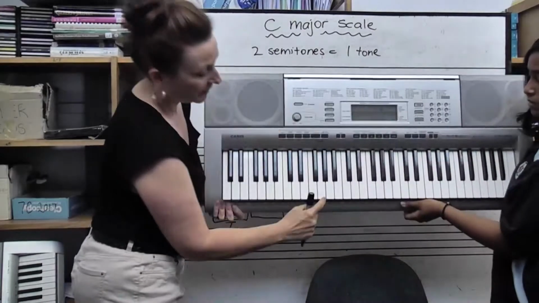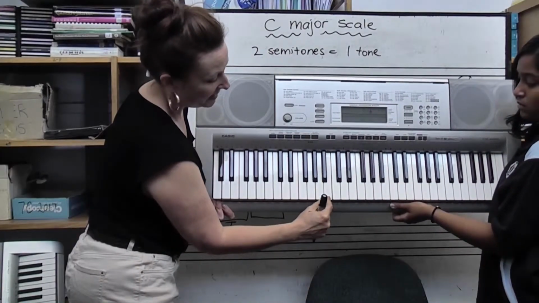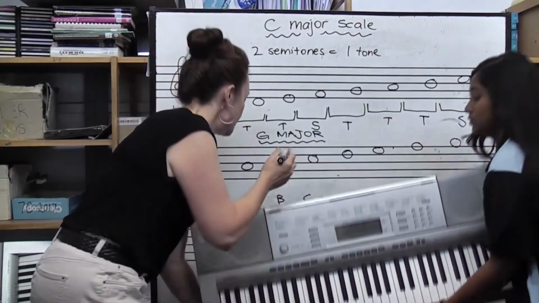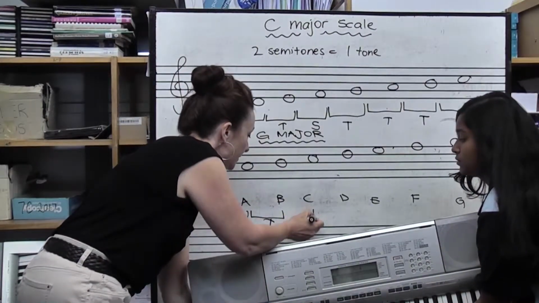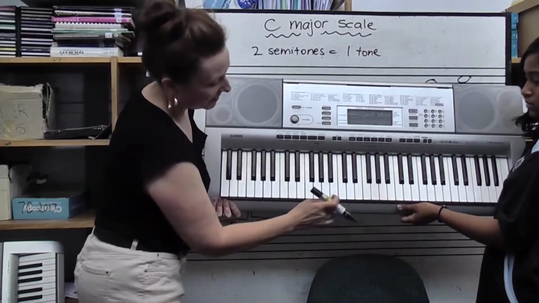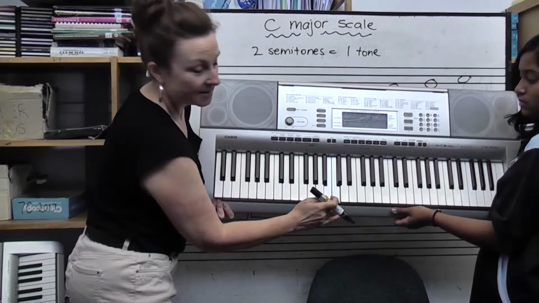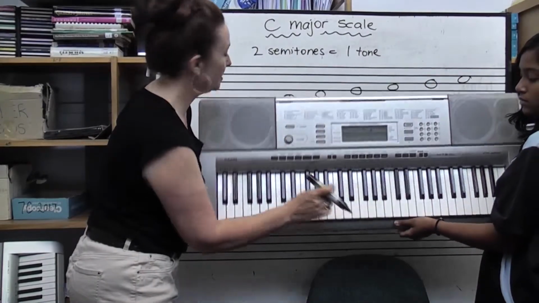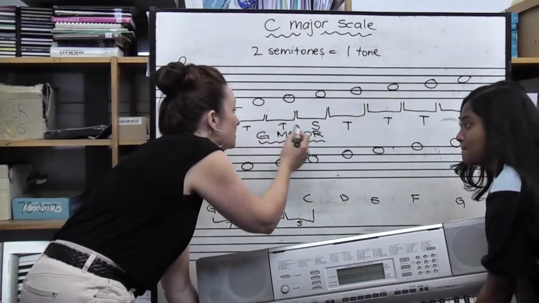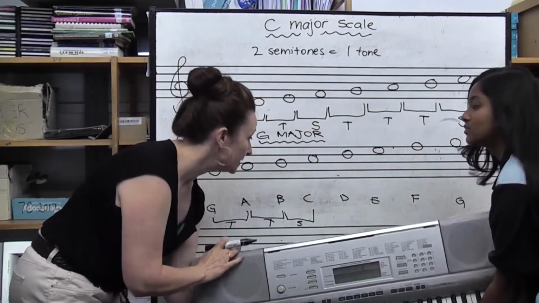A to B. A to B is a tone, because there's a note in between. So that works for us, that's a tone. Let's have a look, B to C. And if you're following up here, you'll notice that a B to a C doesn't have a note in between, so it must be a semitone. Does that work for us? Tone, tone, semitone, tone, tone, semitone. So far, so good. Alright, let's keep going.